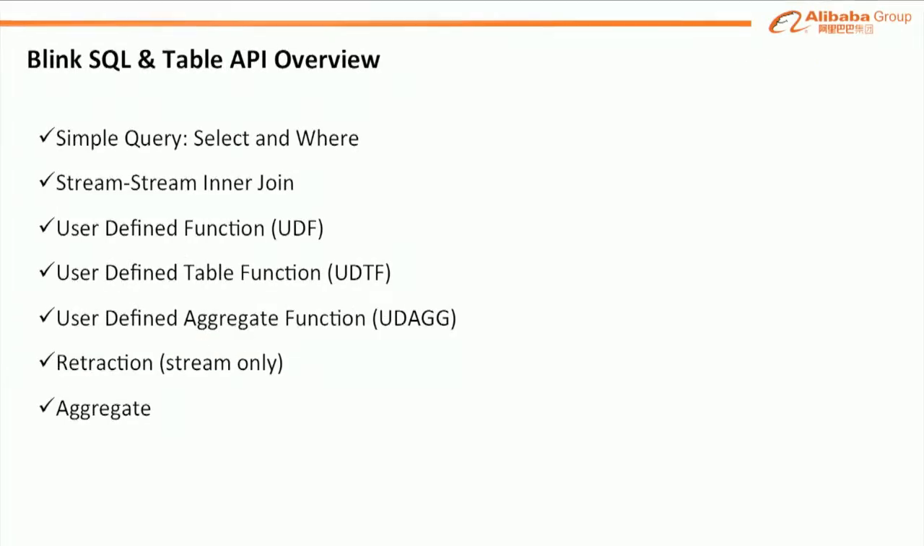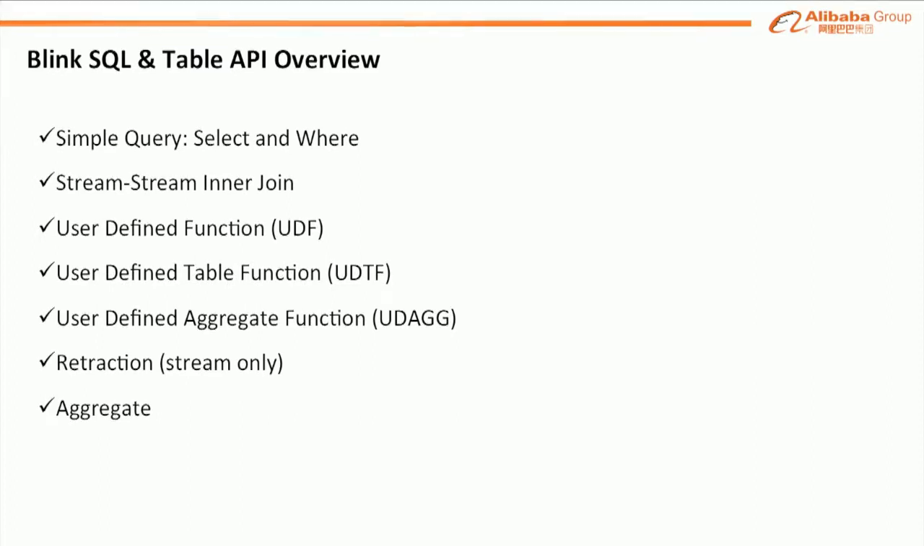I have two sections. One section is Flink SQL and Table API. The other section is about large production at Alibaba, how we're using SQL in large production. So this is the agenda for Flink SQL and Table API. I will start with a simple query and how it looks in streaming, select and where. And then I will talk about streaming inner join, how it looks in Flink and how it's implemented.